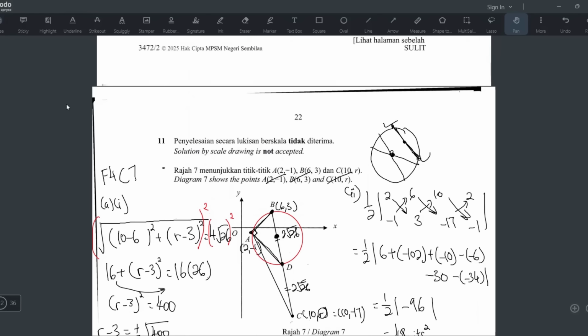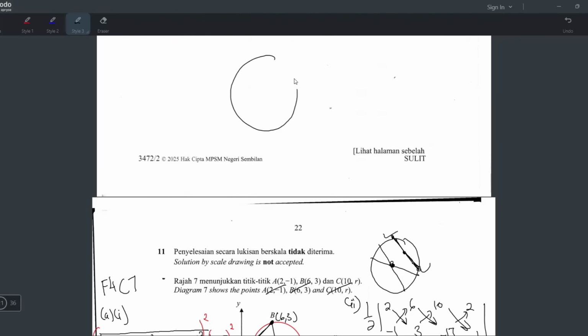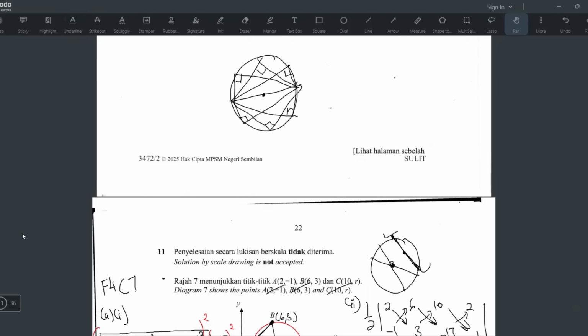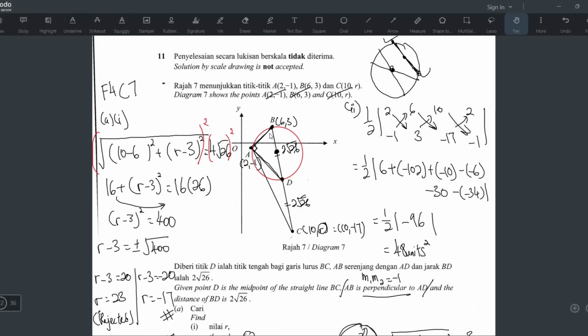You learned this before in maths. If you have a circle and a diameter, and you draw lines to the side of the circle, you will always get 90 degrees, wherever you draw to the side. So that means if this is 90 degrees, this must be the diameter.